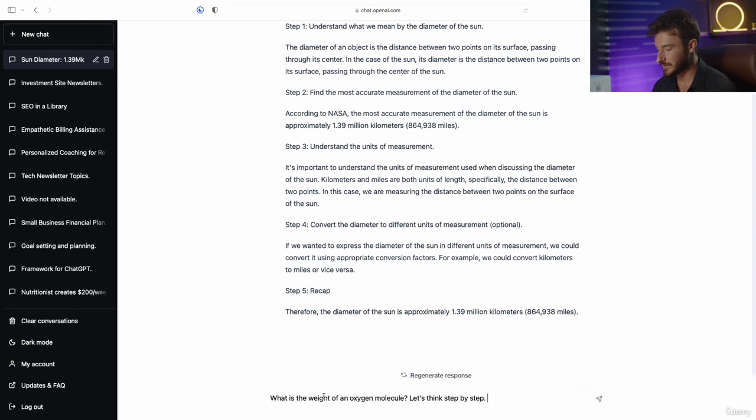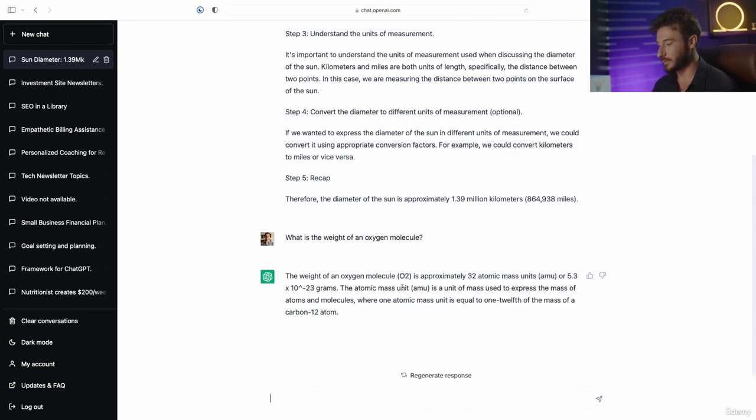So now let's look at our second example and see what else we find out. So we have, what is the weight of an oxygen molecule? Okay, so we have our answer here, which is the weight is approximately 32 atomic mass units. Now, if I was a person interested in this topic and I wanted to understand the logical step-by-step process of how a person comes to that specific answer, we would use our formula. So let's go ahead and let's think step by step.